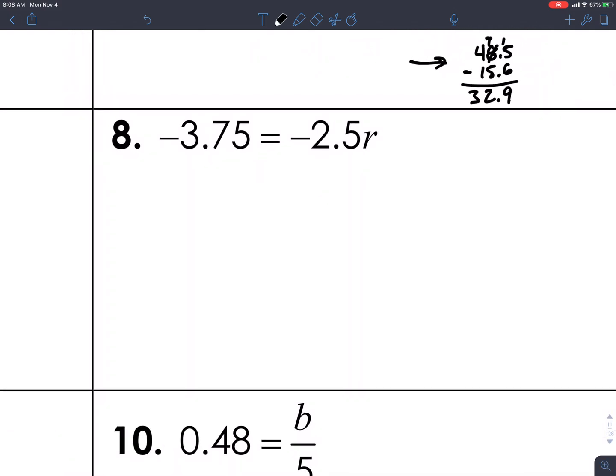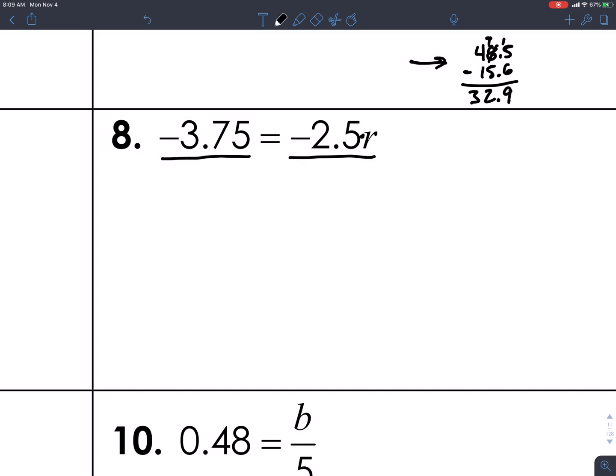We've got negative 3.75 equals negative 2.5r, and that negative 2.5 next to the r means multiplication. Always, always, always, when you see a number directly next to a letter like that, it is always multiplication. Okay? There's never a time it's not. So, here's what we do. What's the opposite of multiplication? Division. Remember, division looks like a fraction. And we divide by whatever is in front of the variable. This whole thing is in front of the variable. Okay, so I divide by that whole thing.